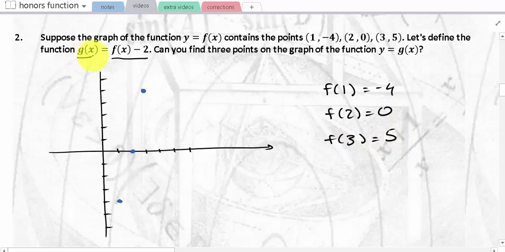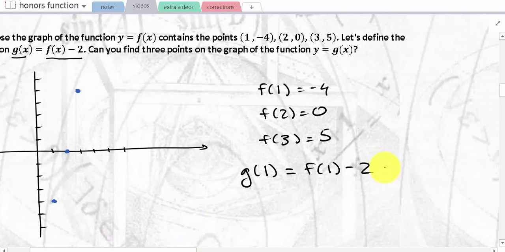And now let's figure out some points on the graph of g. So in this case, what would g of 1 be? Well, g of 1 would be the same as f of 1 minus 2. What is f of 1? It is -4, right? So it is -4 minus 2, which is -6. And so we have the point (1, -6). Here, let's plot it. (1, -6), right here.